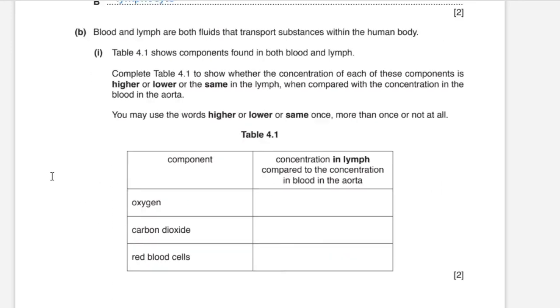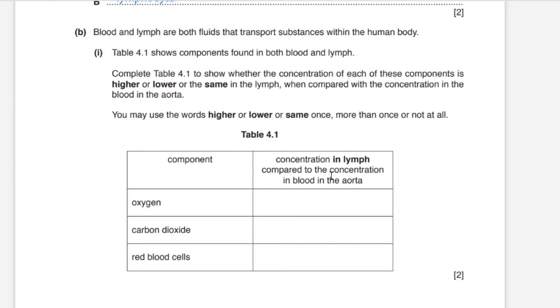B. Blood and lymph are both fluids that transport substances within the human body. Table 4.1 shows the components found in both blood and lymph. Complete table 4.1 to show whether the concentration of each of these components is higher or lower or the same in the lymph when compared with the concentration in the blood in the iliac vein. You may use the words higher or lower or same once, more than once, or not at all. Oxygen's concentration in lymph is lower since blood in the iliac vein has just been oxygenated.